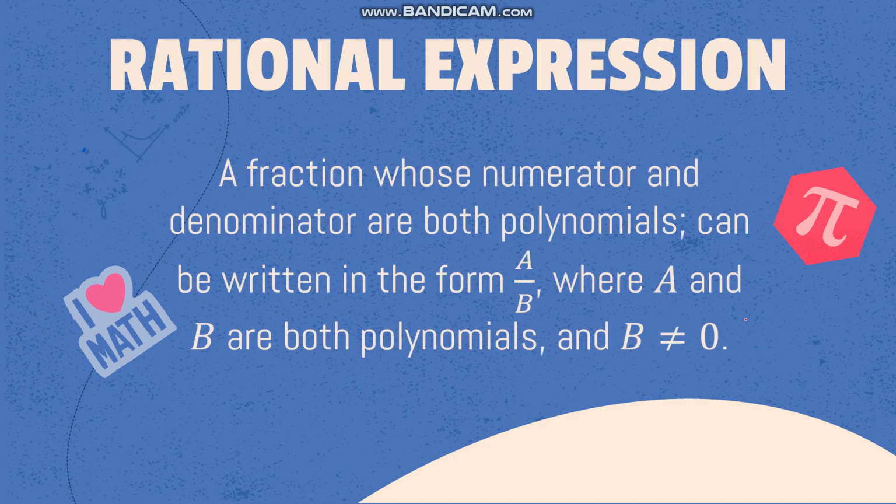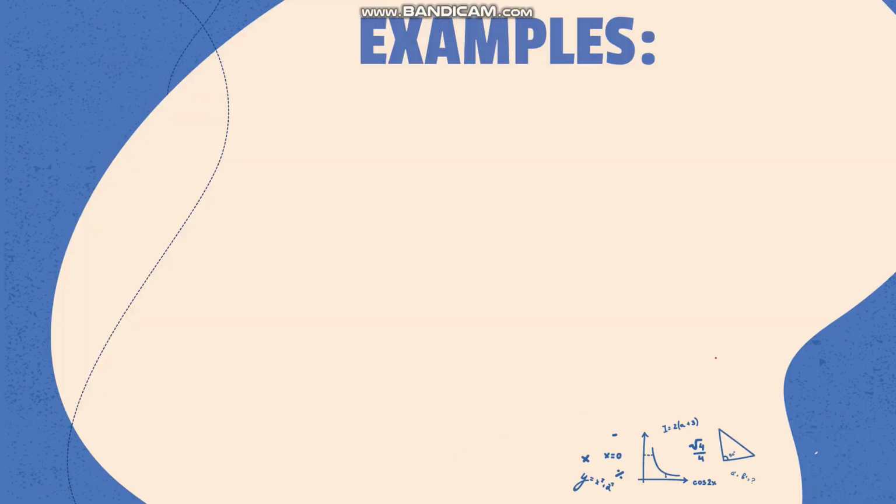A rational expression is a fraction whose numerator and denominator are both polynomials, and can be written in the form a over b, where a and b are both polynomials and b is not equal to 0. Take note that the numerator and denominator should both be polynomials. And of course, b, the denominator, should not be equal to 0. What will happen if the denominator is equal to 0? Then the expression will become undefined. So make sure that the denominator is not equal to 0.